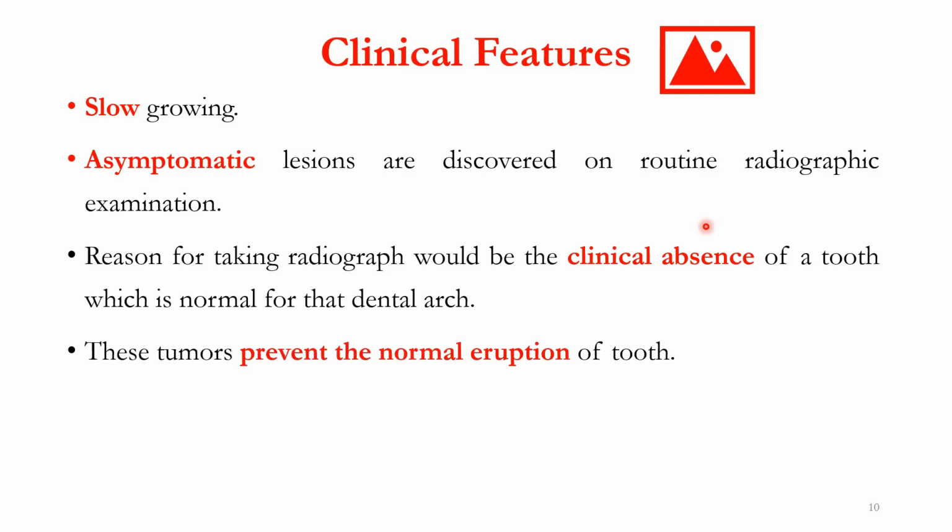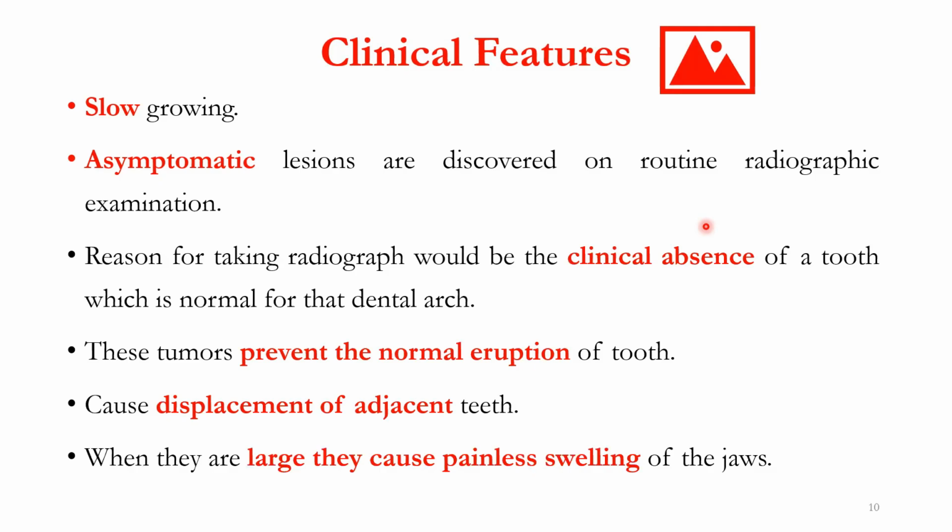These tumors can also prevent the normal eruption of the teeth associated with that area, and also can cause displacement of adjacent teeth. And when they're large, they can cause painless swelling of the jaws. So these are some of the clinical features which are common for all the odontogenic tumors. So let's see what the common radiographic features are. I think this is very simple. It depends on the nature of the tissue.